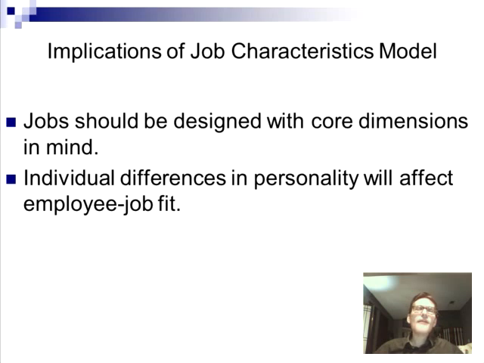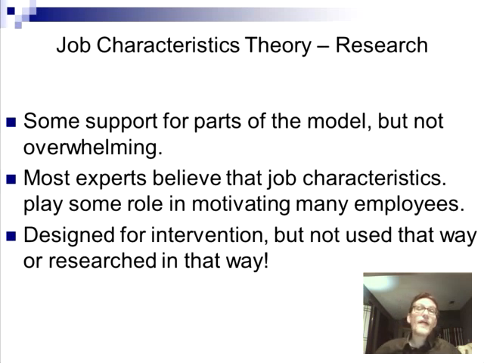So the job characteristics model has some implications to it. Jobs should be designed with the core dimensions in mind, and individual differences can affect the employee job fit. And so maybe the idea is you ought to move workers around your factory until you get a fit between the worker and the job. What kind of research has been going on? Not overwhelming results. It's been designed for intervention, as I say, to move workers around to perhaps find the job that best fits them, but that's not the way it's been used in reality. Okay, so we'll come back on the next topic, and we'll talk about the cognitive theories of motivation.